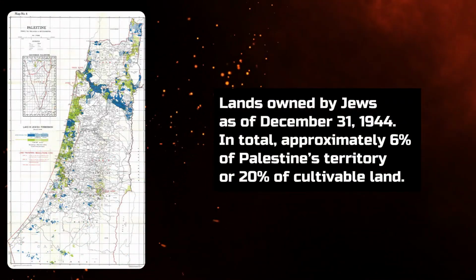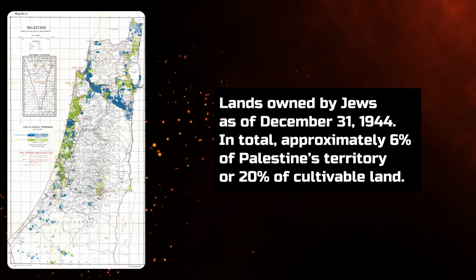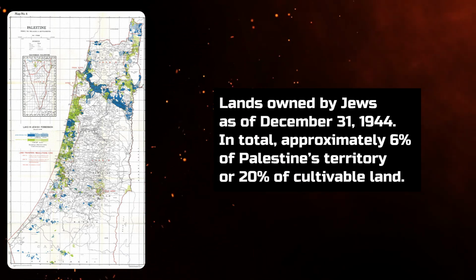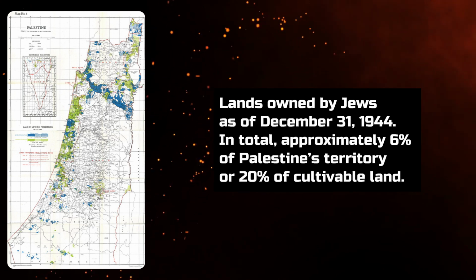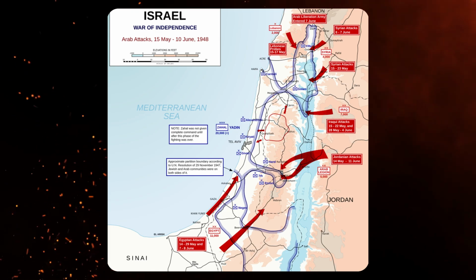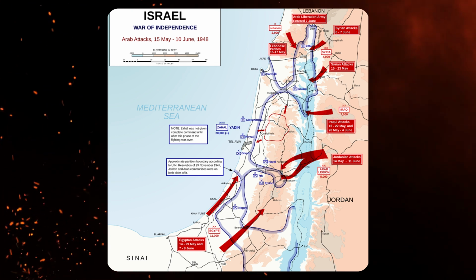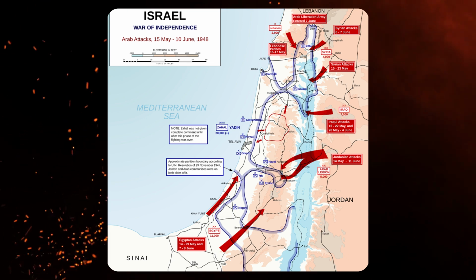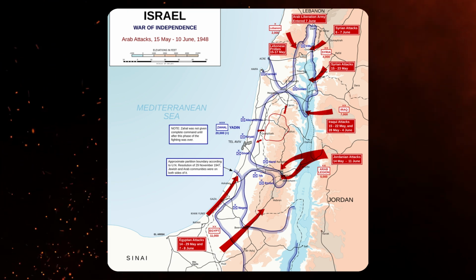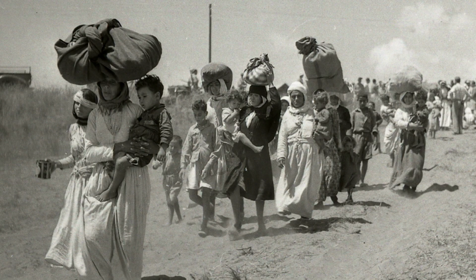Palestinians rejected the plan, seeing it as unfair. Jews, who made up a third of the population, received 56% of the land, and Palestinians lost their historical territories. In 1948, when Israel declared independence, Egypt, Jordan, Syria, Iraq, and Lebanon attacked it. They lost. Israel captured 78% of Palestine's territory, and Palestinians lost their homes, becoming refugees.